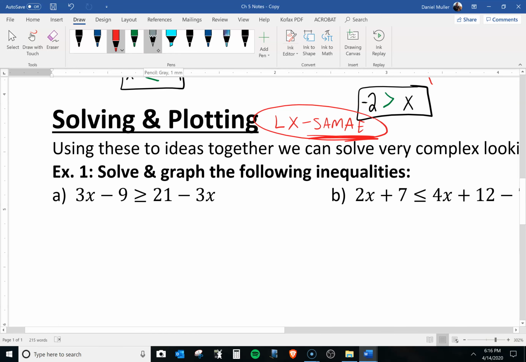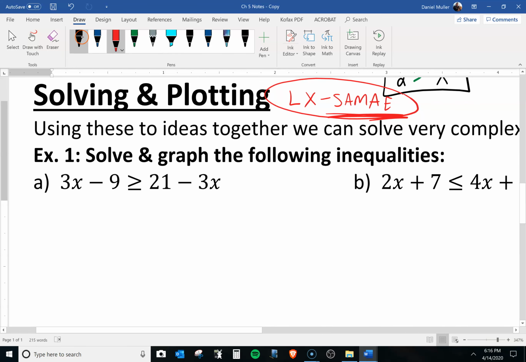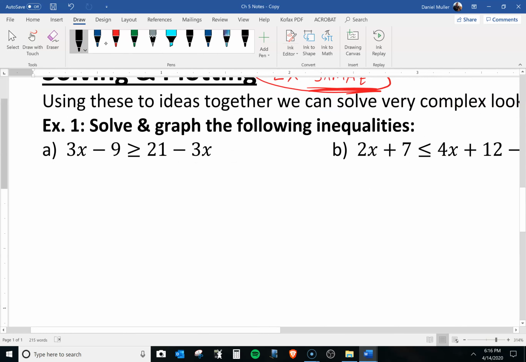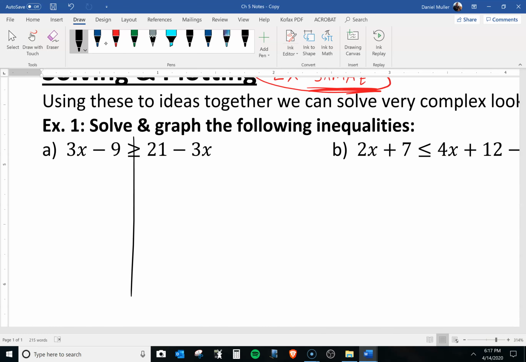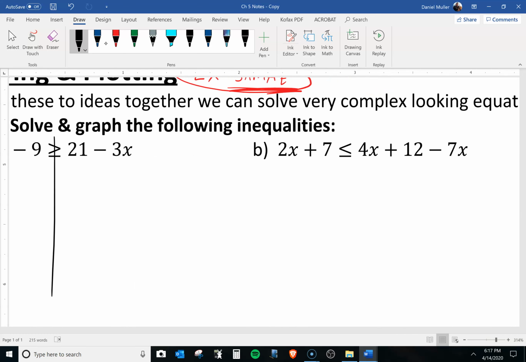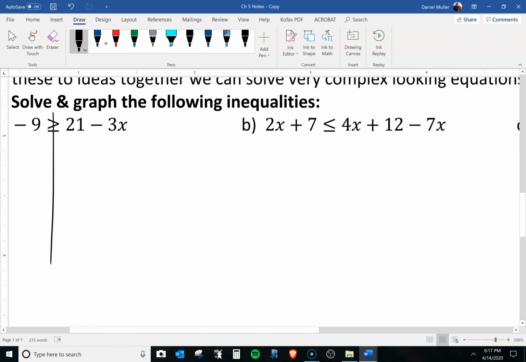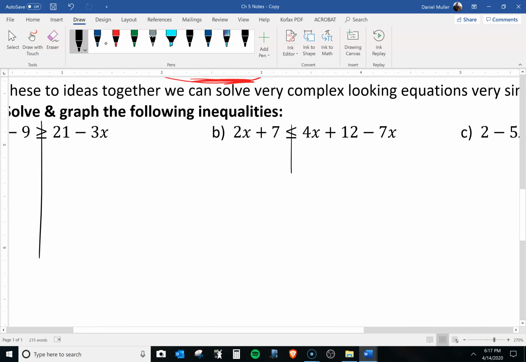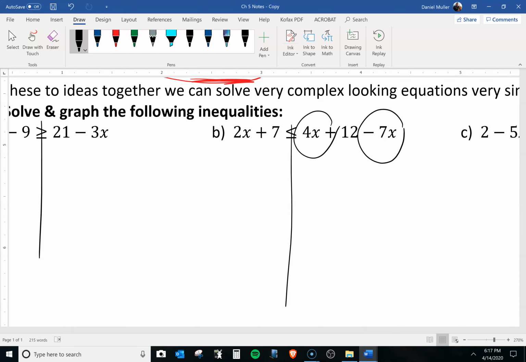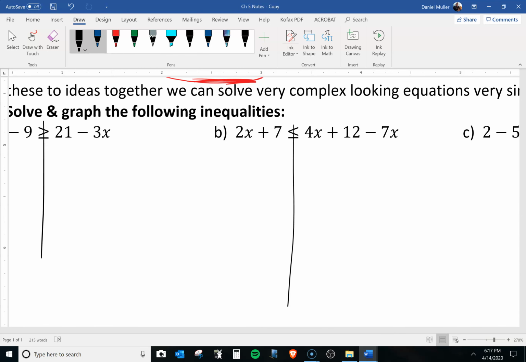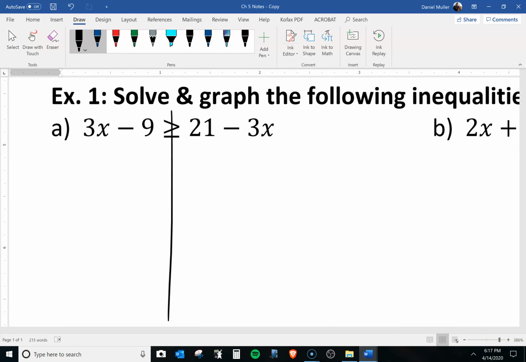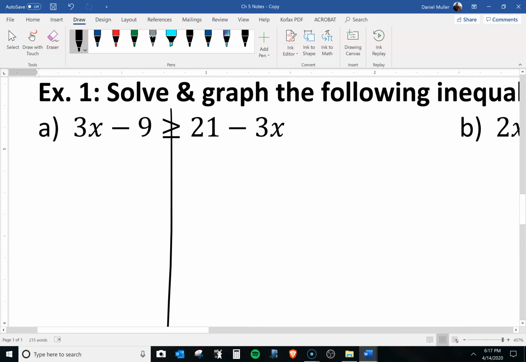So I'm going to leave that there for a moment. First thing I'm going to do is what I did for all of these, put my center line. Are there any like terms on the left and on the right? And the answer is no. Compare that to B, which we will do after. You can see there's a 7x and a 4x on the same side. But for us, on A, there are no like terms.